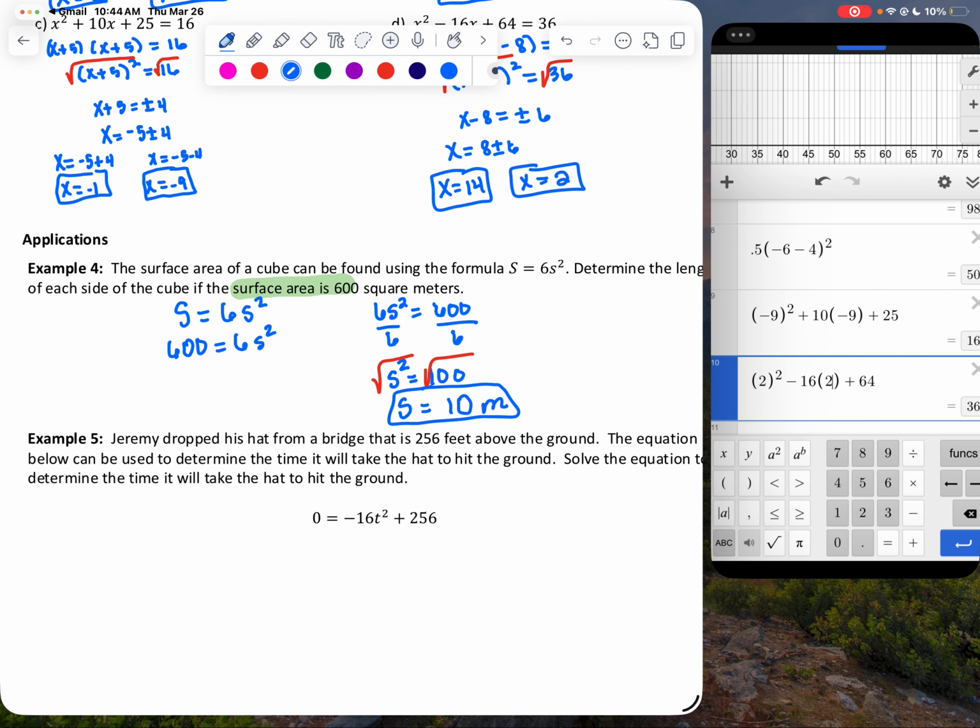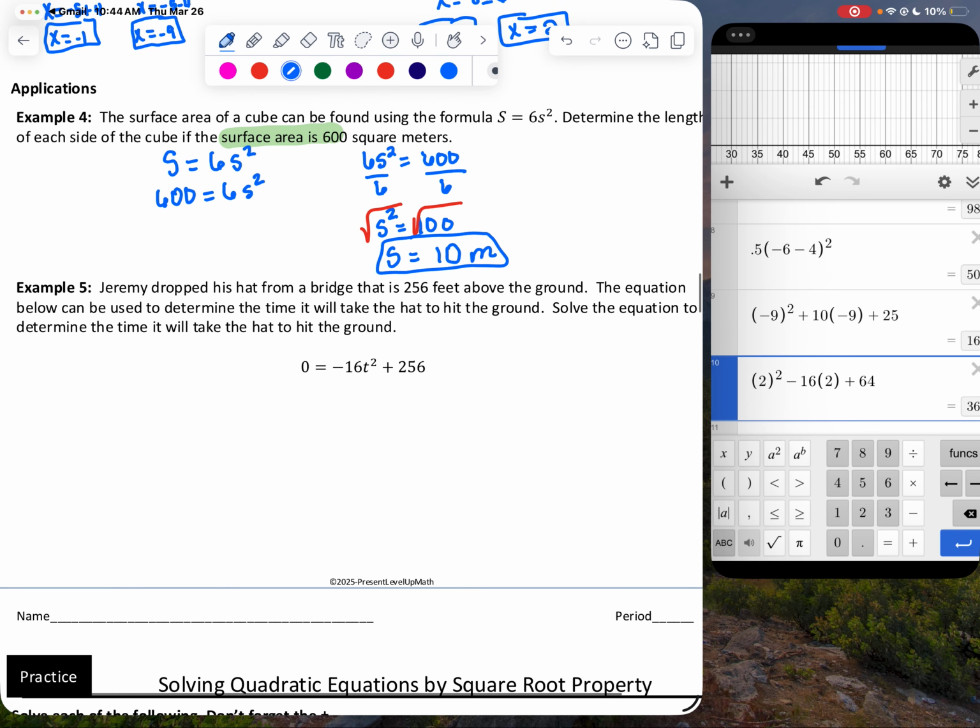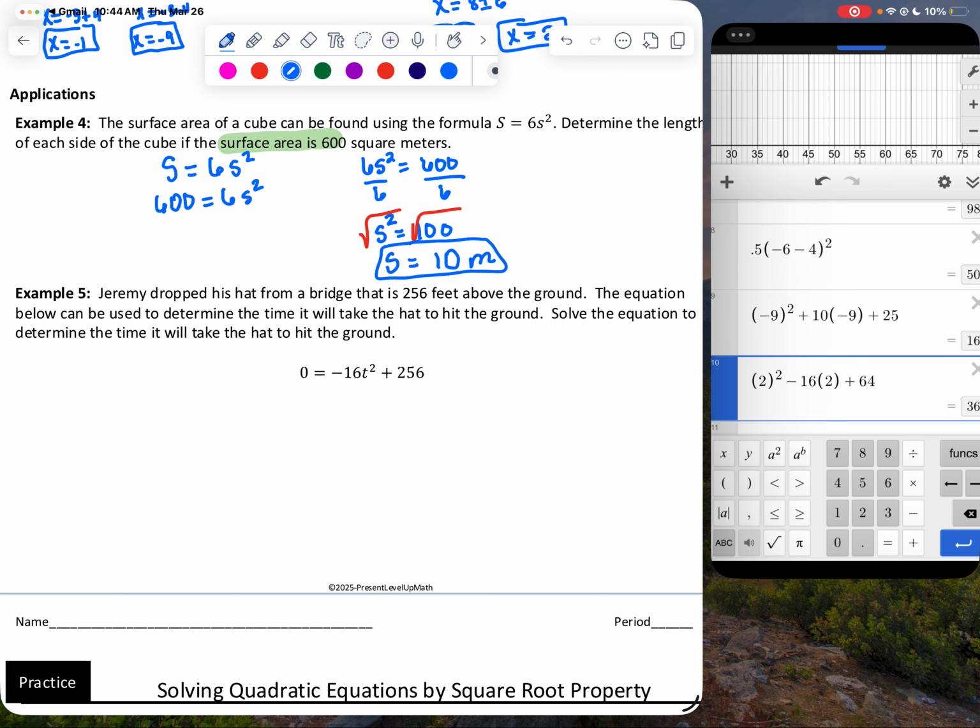All right. Example 5. Jeremy dropped his hat from a bridge that is 256 feet above the ground. The equation below can be used to find the time it takes the hat to hit the ground. Solve the equation to determine the time it will take to hit the ground. So it may be helpful to you again to rewrite this in this form with our variables on the left side. So we will start off by subtracting the 256. So negative 16t squared equals negative 256.